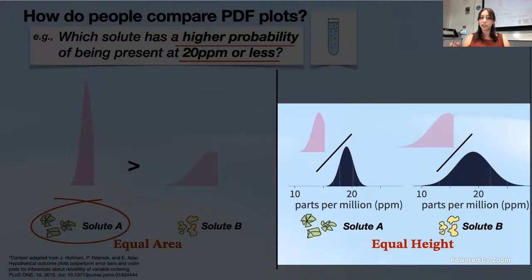So we actually have to take the partial area under the curve and see how much of its parent area under the curve it takes up. So we're looking at the light purple in comparison to the amount of the dark navy curve that it takes up. And here we can compare the two and come up with the correct answer that solute A is, in fact, the higher probability of being present at 20 ppm or less.